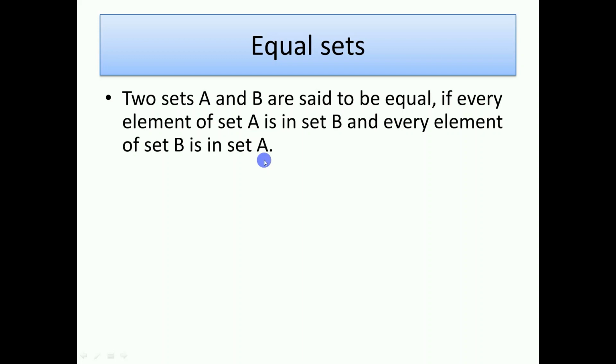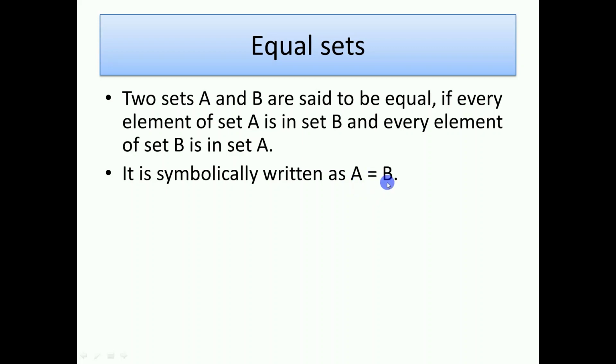We will understand this very easily with the help of an example. Now it is also symbolically written as A equals B. So if two sets are equal, you can write A is equal to B, or if you are having any other name, you can write it, but with the equal sign in between them.